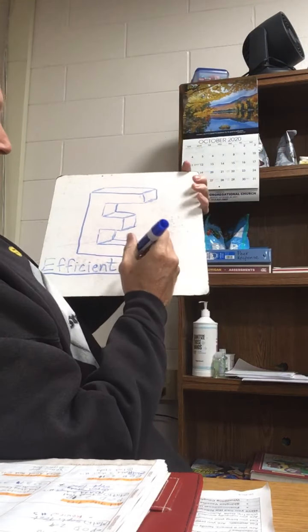It says working well with no waste of money or effort. Capable, okay? So I'm going to kind of modify it. I'm going to say working well with no waste of time. I think that would be a really good third grade definition. So let me go ahead and write that.